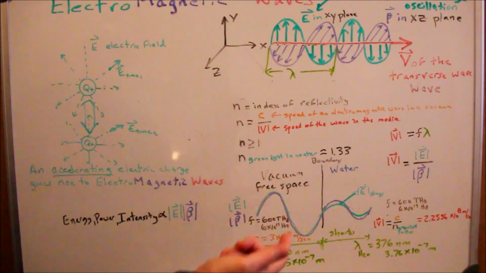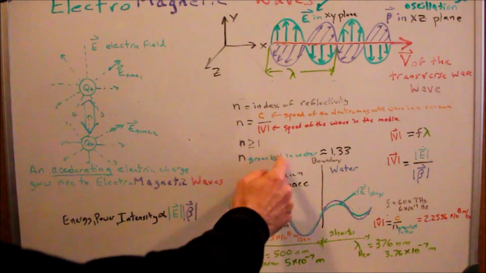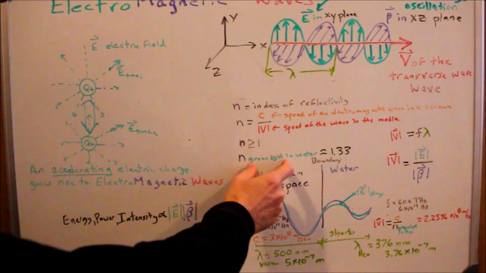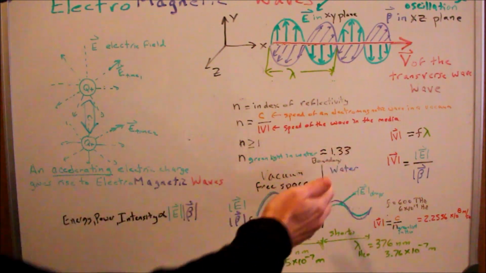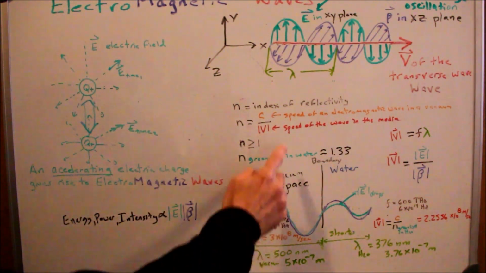And this often depends on the frequency. So even if I'm going from vacuum to water, a gamma ray or an X-ray or a microwave would have a different index of reflectivity than a green light wave. So it turns out a green light wave going from here to here has an index of reflectivity of approximately 1.33. So that tells us the speed ratio.